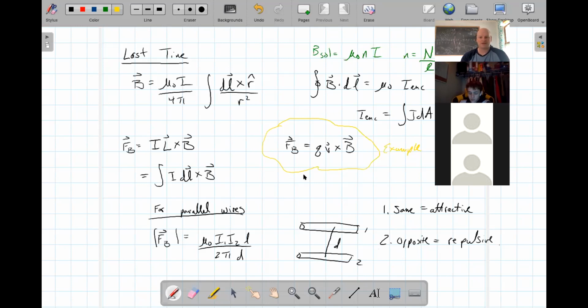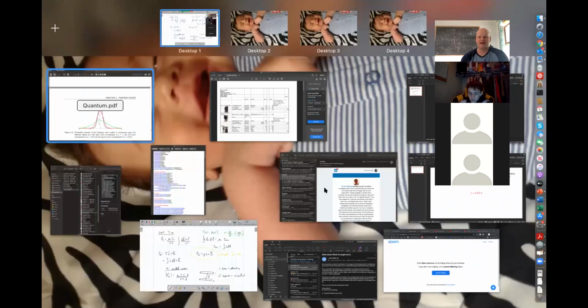So we're going to do one more example right now, which focuses on the force on a charged particle moving in an external magnetic field. So let's look at that example. Where's my example? So here it is.